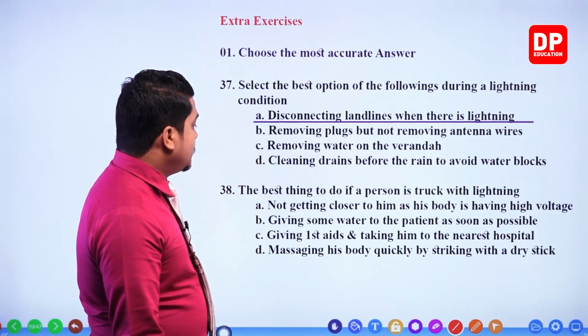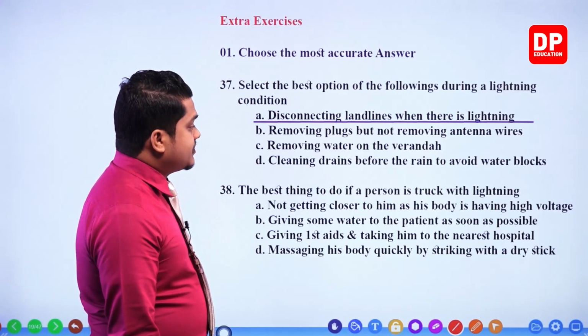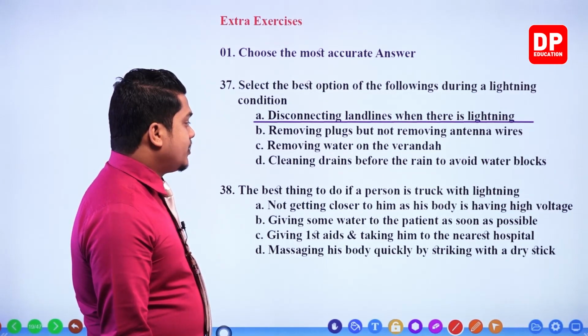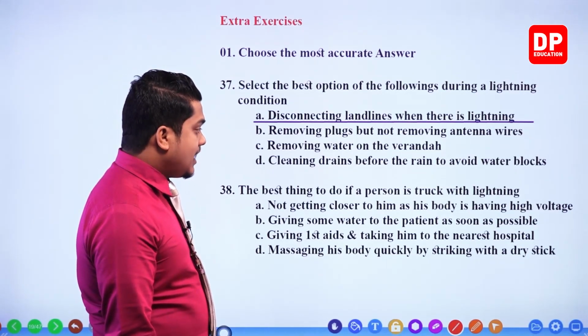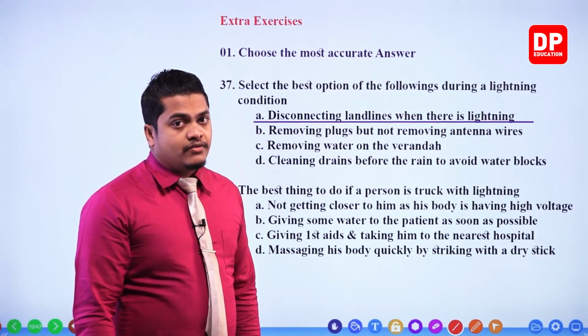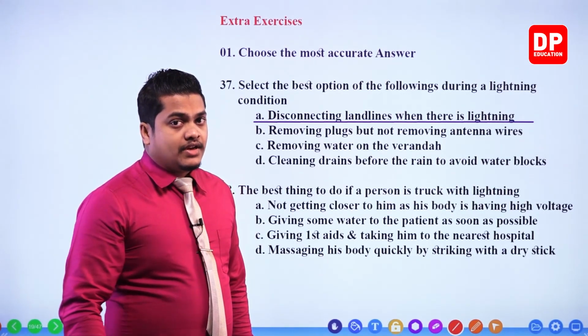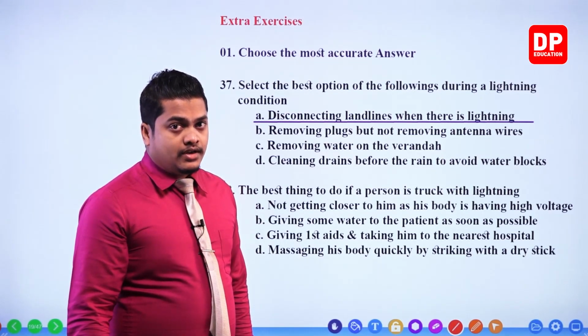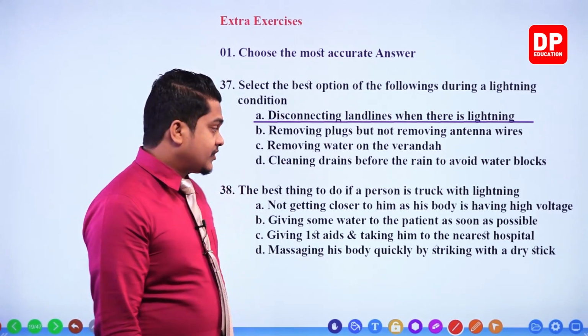Next one. The best thing to do if a person is struck with lightning. Not getting closer to him as his body is having high voltage. Incorrect. His body is not having high voltage, right? If the lightning has struck, then that's it. After that, there is no high voltage or any other.